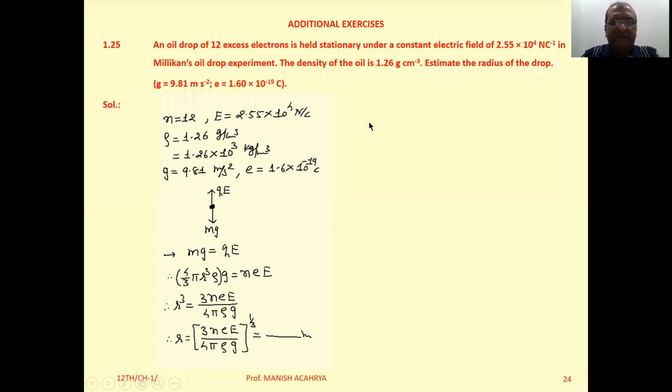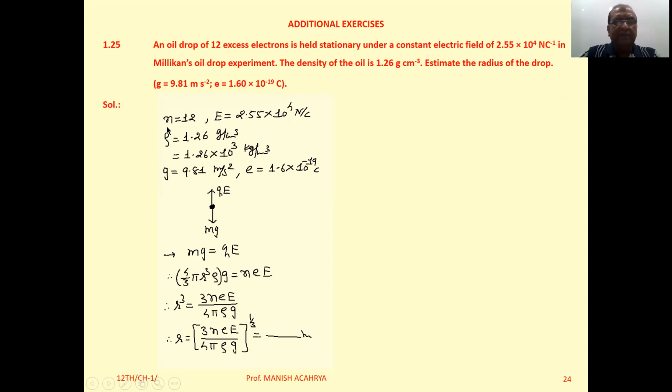Now, additional exercise, example 1.25. An oil drop of 12 excess electrons is held stationary under a constant electric field of 2.55 × 10^4 Newton per coulomb in Millikan's oil drop experiment. The density of the oil is 1.26 gram per centimeter cube. Estimate the radius of the drop. g is 9.81 meter per second square, e is equal to 1.6 × 10^-19 coulomb.